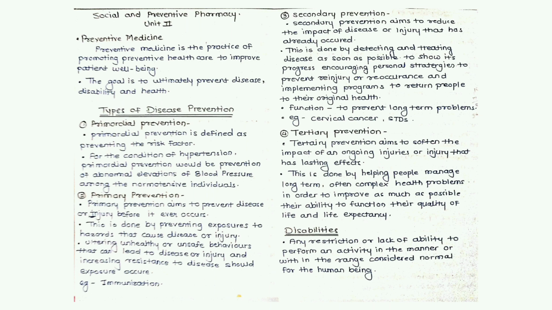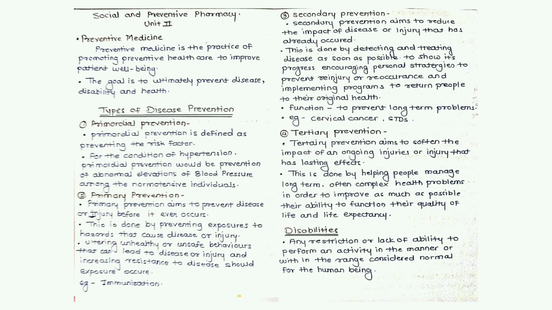By preventing the emergence of risk factors, primordial prevention can reduce the burden of chronic diseases, such as heart disease, stroke, and diabetes, which are often associated with these risk factors. Second type is primary prevention. Primary prevention of disease refers to interventions and strategies aimed at preventing the development of diseases before they occur. This involves identifying risk factors and addressing them before they lead to the development of disease.